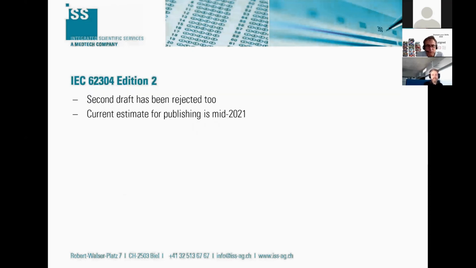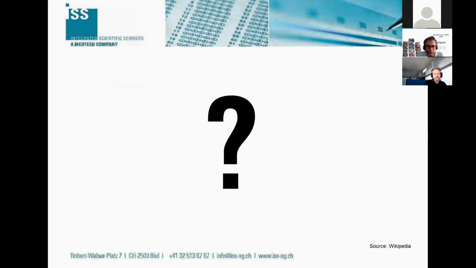The edition 2 I've mentioned before has been in development for quite a while. The second draft of the second edition has just been rejected by the committee, which puts the current estimate for the release date again also for the middle of next year. And I fear that's optimistic. So that's pretty much it. We can move to questions.